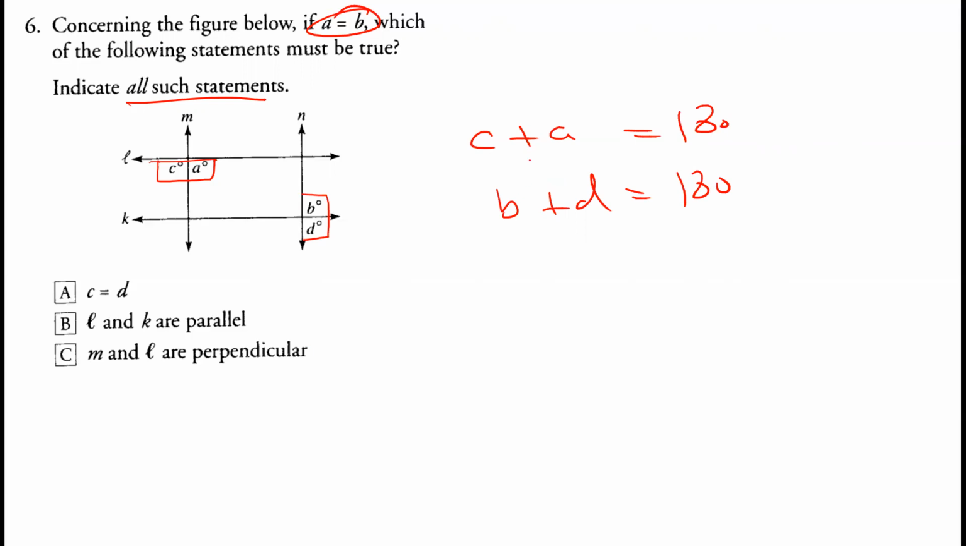Now A equals B. So now, is C equal to D? We need to prove this. If this is your A, then C is 180 minus A. Then D would be what? If B is A, this would again be 180 minus A. So both of them are equal.